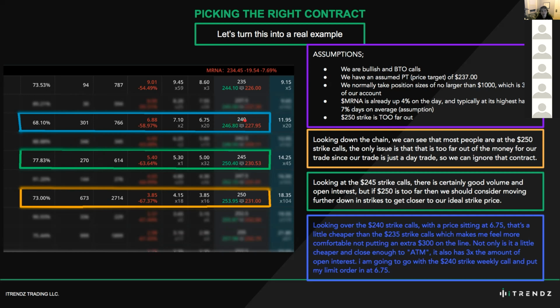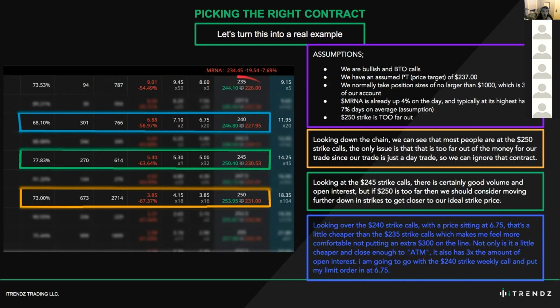And then we go down to the 240s and we see, okay, 766 people are interested, open orders, or they already have their orders filled. And then 301 people have actually bought the contract today. And then 235, you can see here is 787 open interest and 94 volume. That's great, but these are also expensive contracts. So we're not buying those expensive contracts, right?